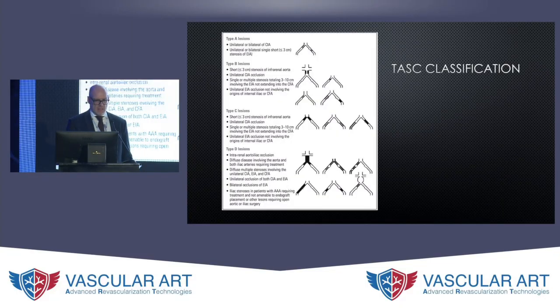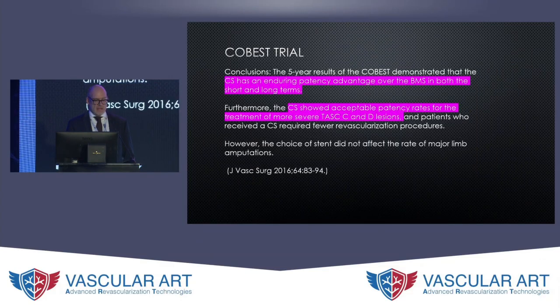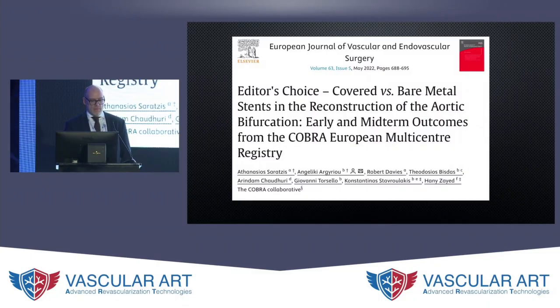When we talk about this intervention, we have to deal with the TASC C and D lesions. Probably everybody knows that the complications in this area are aortoiliac. So the COBUS trial, we all talk about it. Just keep in mind that covered stents have better patency rates than bare metal stents, and they have more acceptable patency rates in treating TASC C and D lesions. So this is just a reminder.